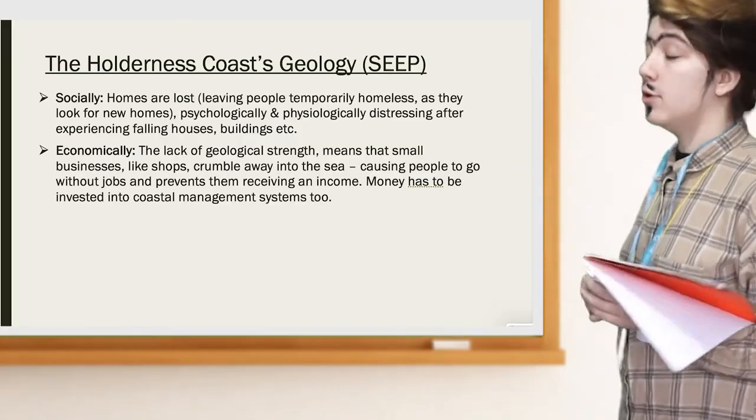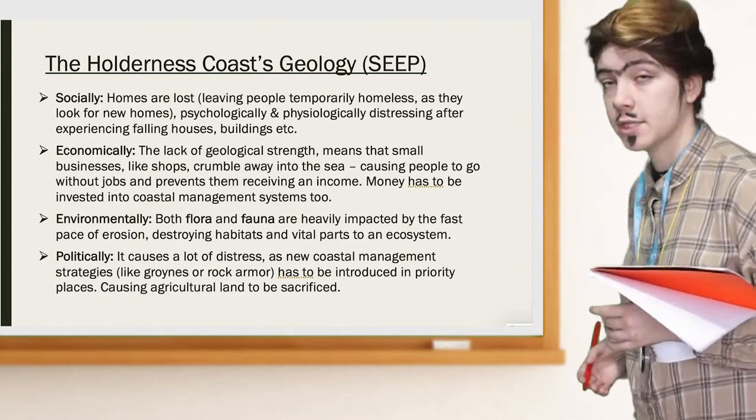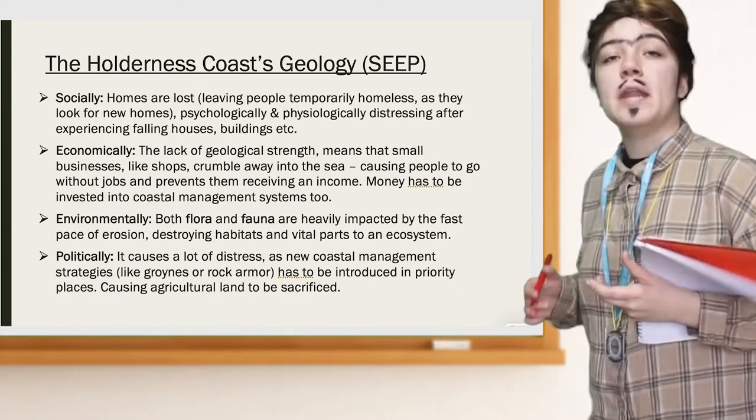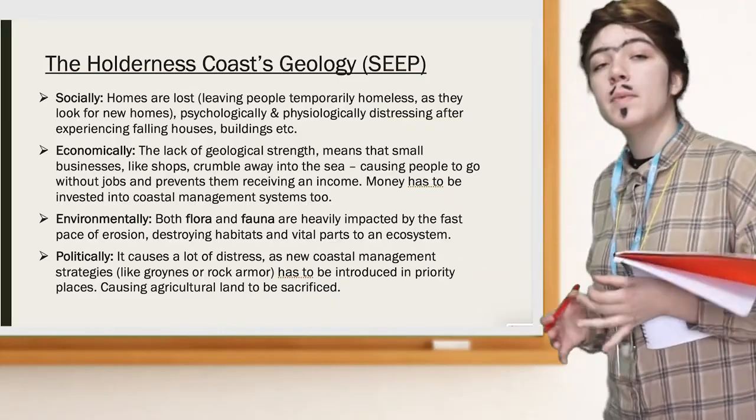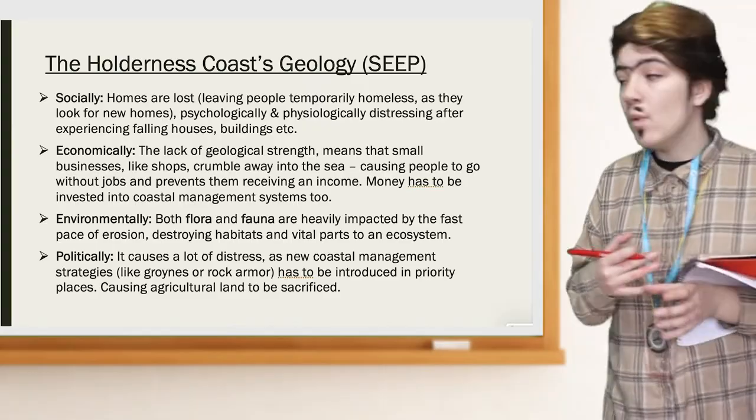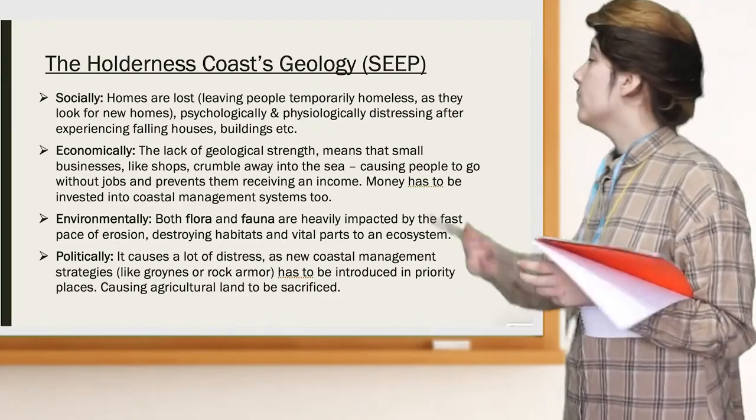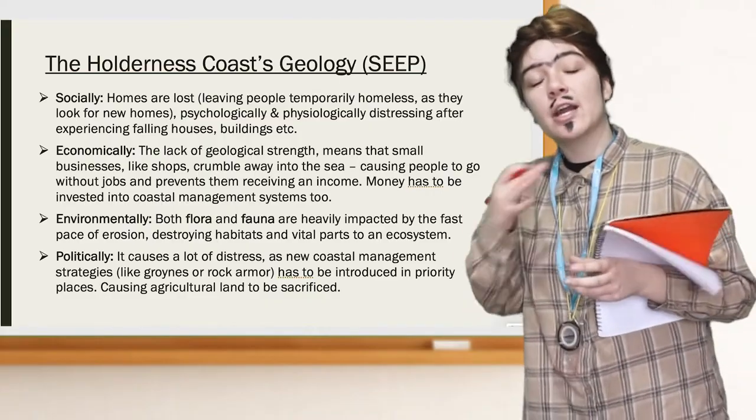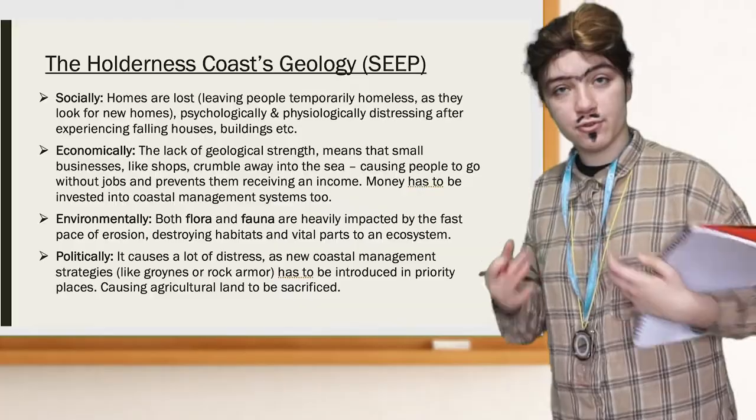And it's also another problem with economics, and this also ties in with the political aspects of it. It's the coastal management strategies like the groins and the rock armour. People want them in particular places and farmers want them protecting their places, which creates an argument and a problem in a community. But they also have to take into account the economical side of it, the amount of money that has to be spent on these coastal strategies.